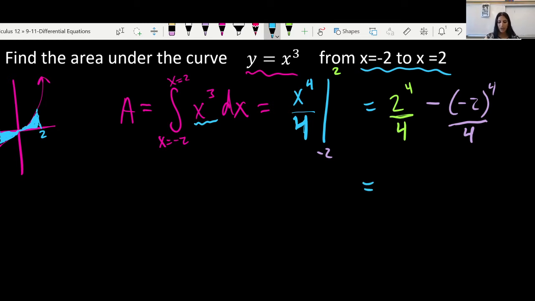But when we work our way through this, notice the negative doesn't really matter because our exponent is positive or even. Even is what I meant. But basically, do you see that we're going to get the same number? We're going to get 16 over 4 minus 16 over 4. So when we work our way through everything, it works out to 0.